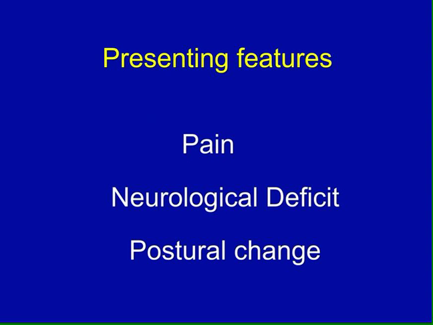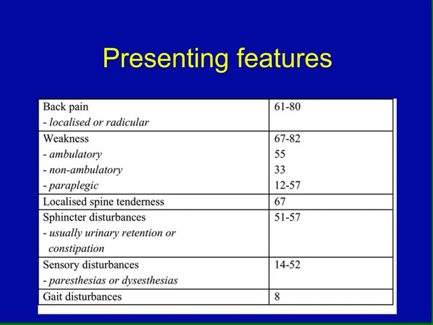What are the presenting features of cord compression? Well, I think if you just remember three things: pain, neurological deficit, and postural change, that might get you thinking down the right route. If you look at the symptoms and signs, then back pain is probably the most common, weakness is the other, local tenderness, but also sphincter disturbance, which tends to be a little later, other sensory disturbance, and then disturbance of gait are the principal features.